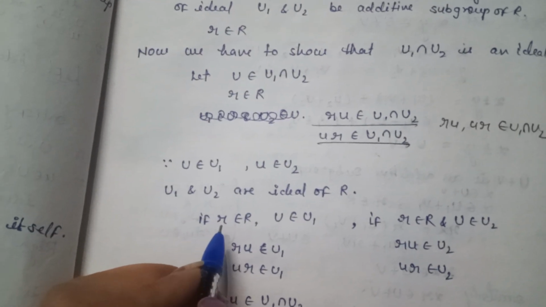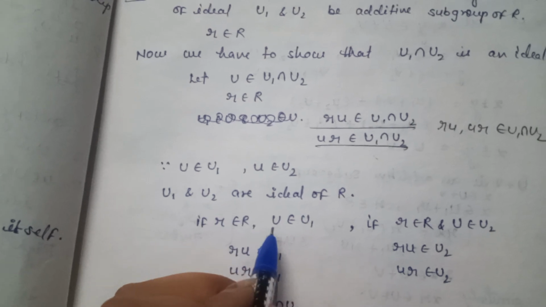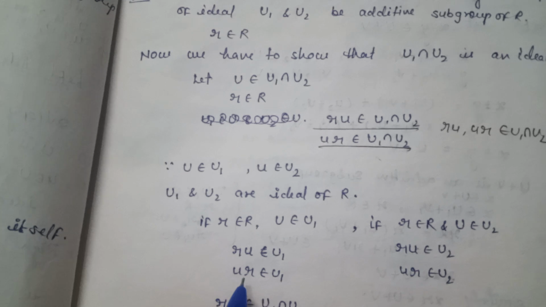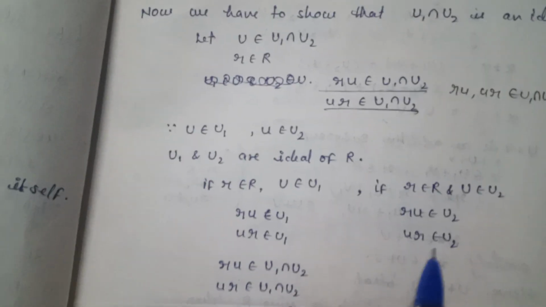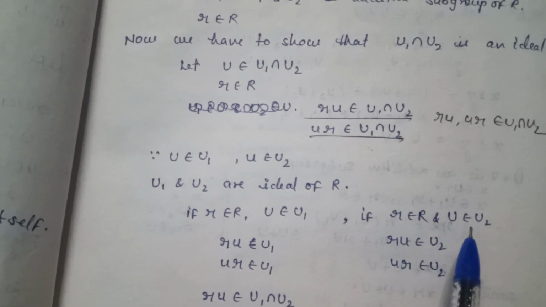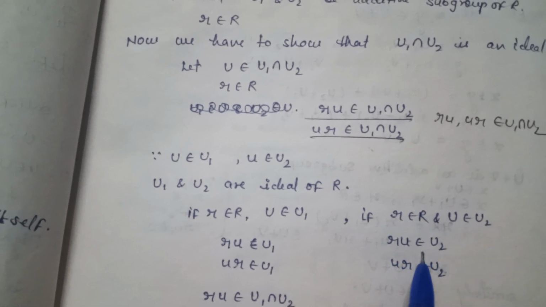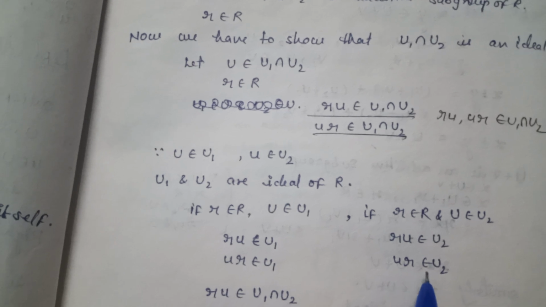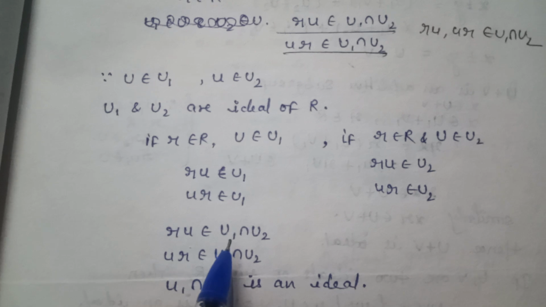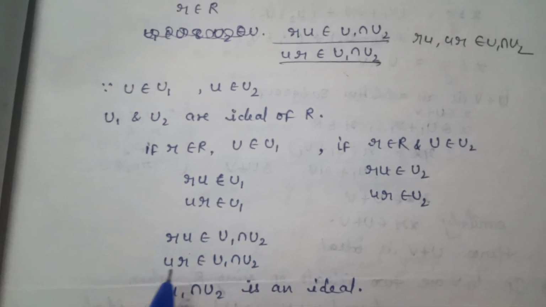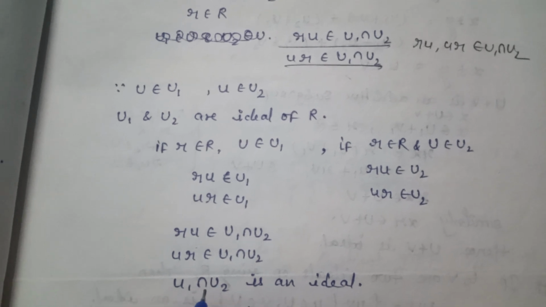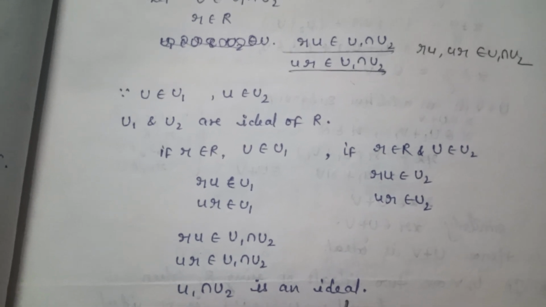If small r belongs to R and u belongs to U1, so ru belongs to U1 and ur belongs to U1. If small r belongs to R and u belongs to U2, so ru belongs to U2 and ur belongs to U2. Then ru belongs to U1 intersection U2 and ur belongs to U1 intersection U2. U1 intersection U2 is an ideal.